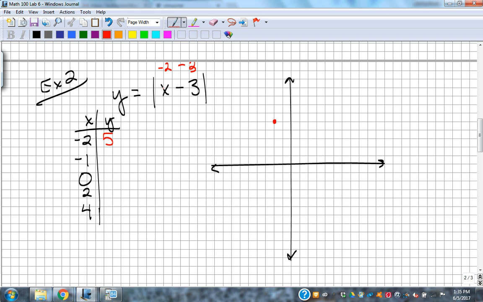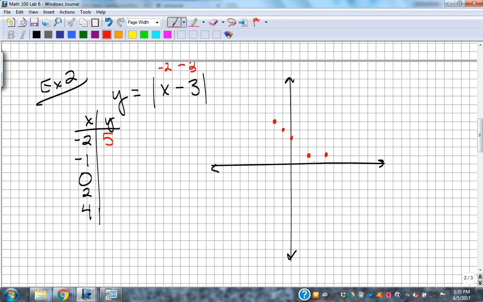And then I can plug in negative 1. Negative 1 minus 3 would be negative 4, and the absolute value of negative 4 is 4. So that's that point. And then I can plug in 0. 0 minus 3 is negative 3. The absolute value of negative 3 is 3. And then I can plug in 2. 2 minus 3 is negative 1. Absolute value of negative 1 is 1. So 2, 1. And I can plug in 4. 4 minus 3 is 1. And then absolute value of 1 is 1, so 4, 1.